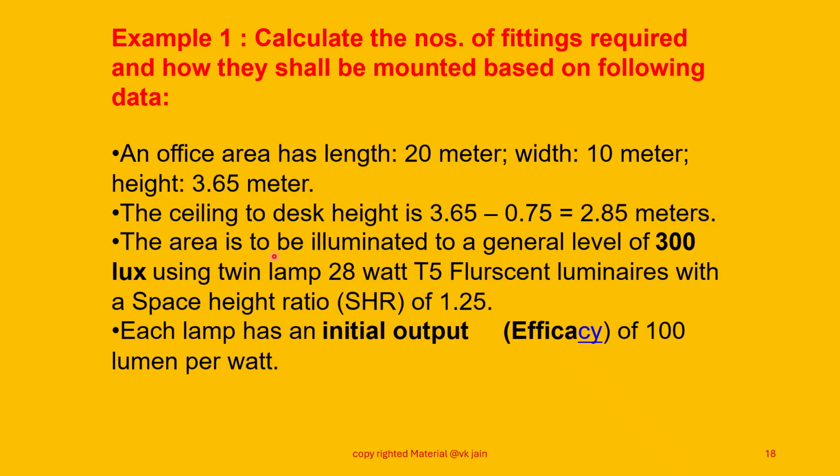The area is to be illuminated to a general level of 300 lux using twin lamp 28 watt T5 fluorescent luminaire with space height ratio SHR equal to 1.25. Each lamp has an initial output efficacy of 100 lumen per watt.